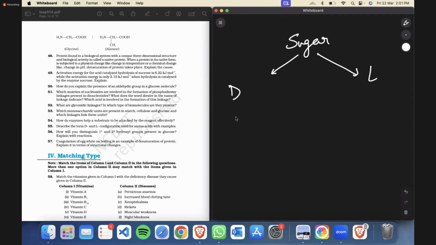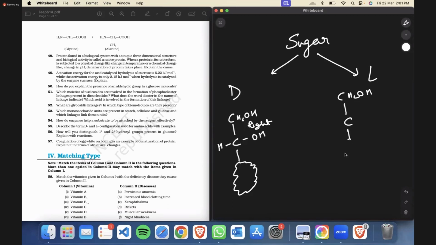So, if I need to draw it, CH2OH. Next is this carbon atom, because there is something over here which is a long chain. There will be an H group over here and there will be an OH group over here. So since this OH is on the right side, it will be your D configuration. And similarly, if we reverse this situation, OH is on the left, so it is L, otherwise D.